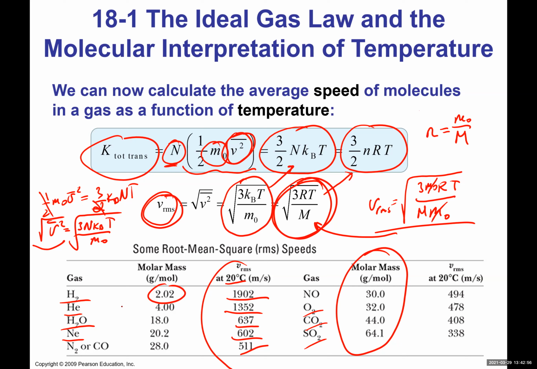So that's why you can't really find any hydrogen or helium in our atmosphere, because they are moving really fast, too fast for our gravity to keep them in the atmosphere, and they can easily escape.